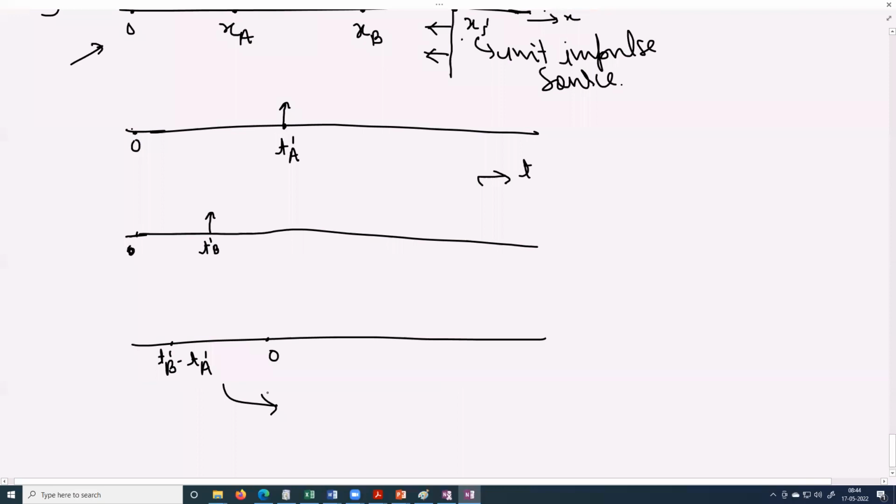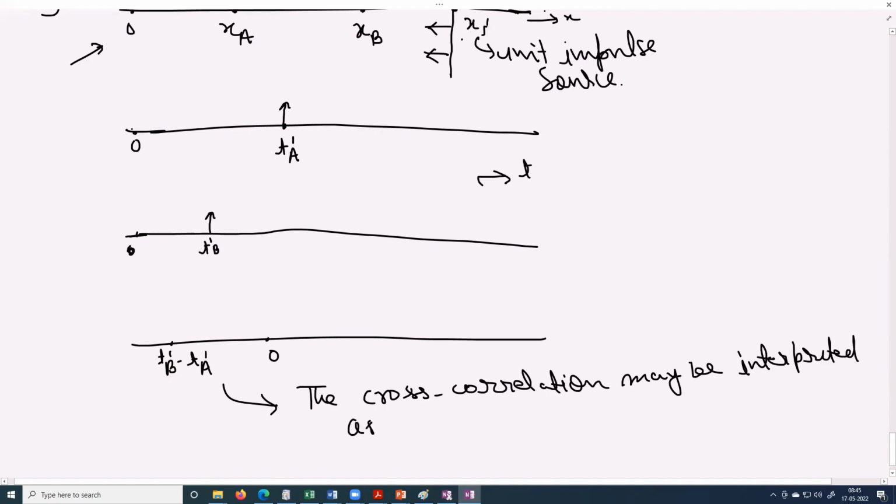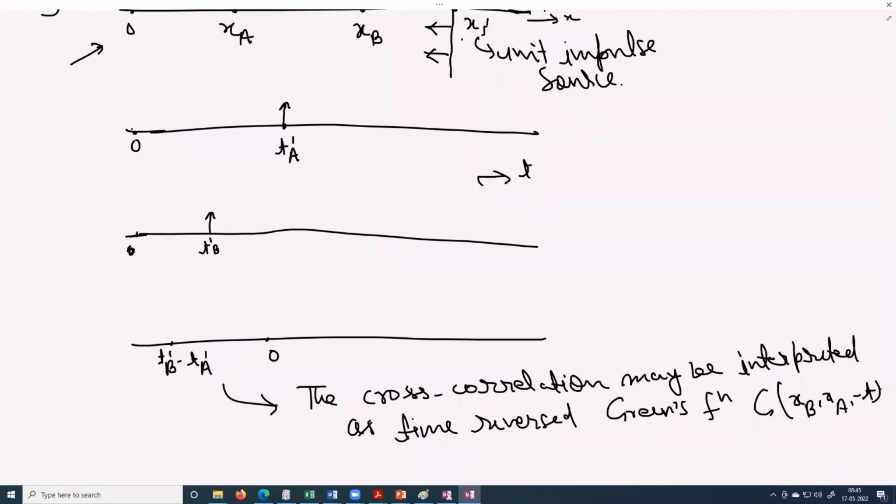Okay, so this is what it suggests. This correlation you may interpret as the time reversed Green's function, because it is on the left hand side of the origin, because of the leftward propagation of the radiated plane wave. So the cross correlation may be interpreted as the time reversed Green's function, that is G(XB, XA, minus t). That is the time reverse. So if you compare it with the previous Green's function, it is just the time reverse because the source is located on the right hand side and the wave propagation is in the left direction.